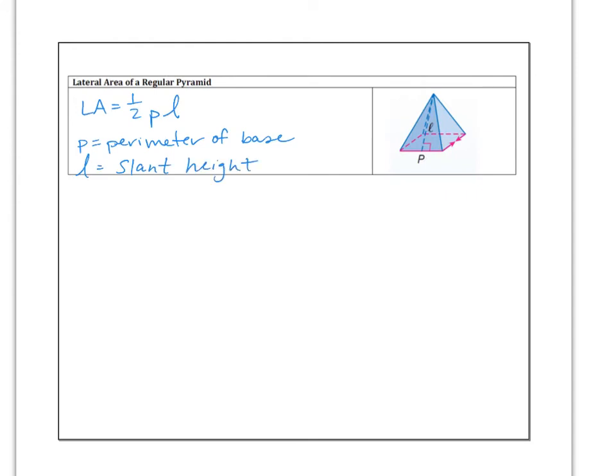Why they chose a cursive L, I have no idea. Maybe it's based on a Greek word or a Latin word or something like that. But L, cursive L, is the representation for slant height.